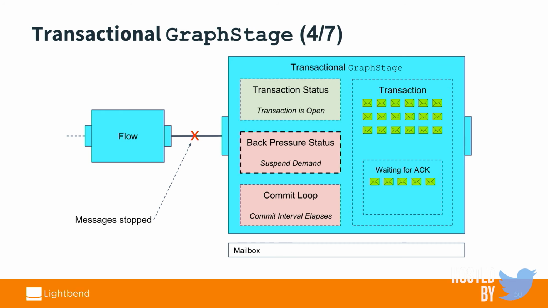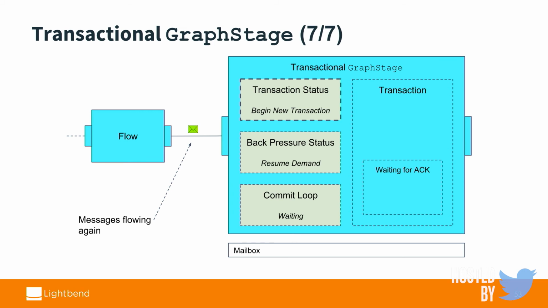One thing I didn't show is when we do a commit, we have to drain these messages waiting for an acknowledgement. So we wait for all of those to become part of the transaction. We commit the transaction, and once that's complete, then the system starts working again. We start sending demand requests. We're not backpressuring anymore, and things continue as they did before.